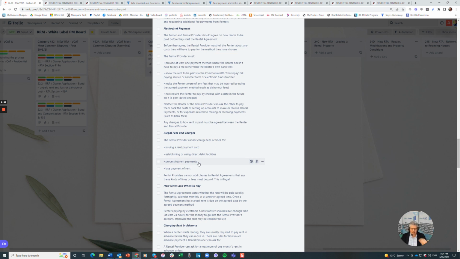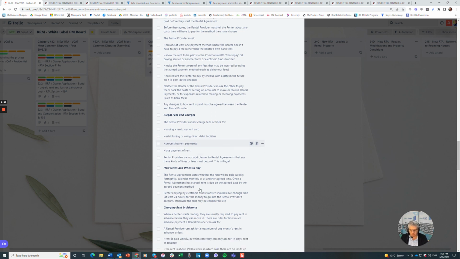And late payment, you can't charge penalties for late payment. Interestingly enough, what you can do, and we'll go to this in a second, you can offer a reduction for payment that's rent early, not rent in advance. I'll go to that in a second. But you can't charge for anything that's late. So if the rent is $300 per week, which is the example that we've got down here, might as well go to it now.